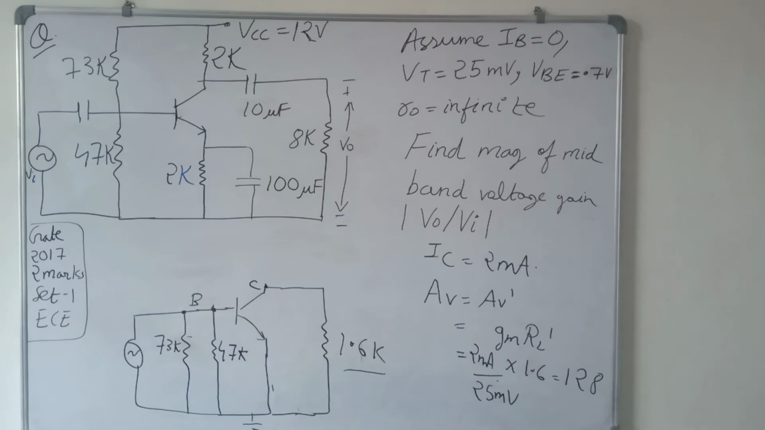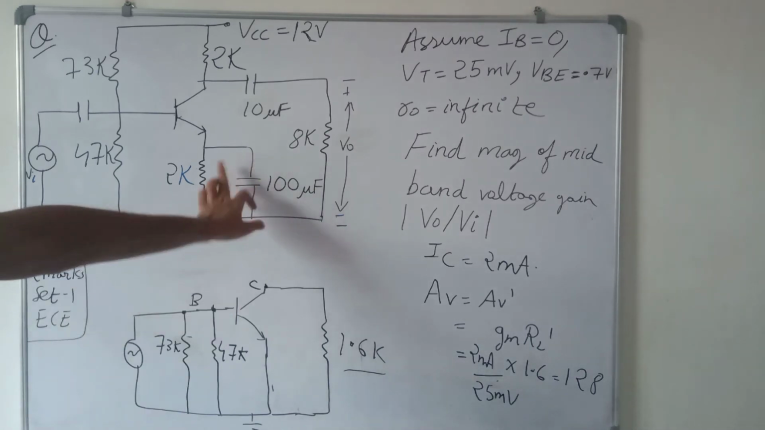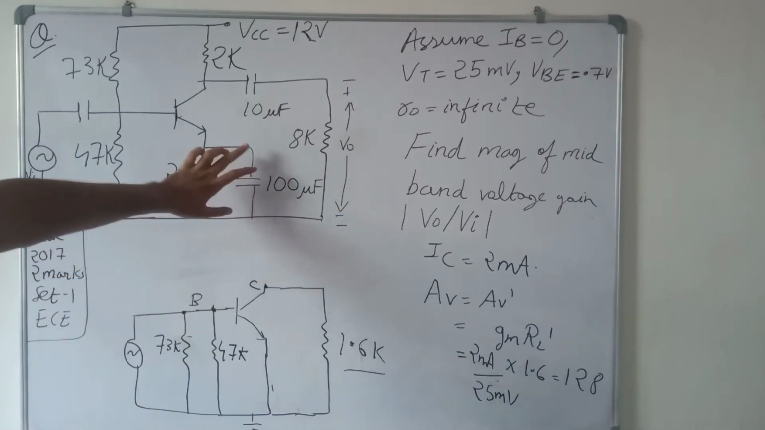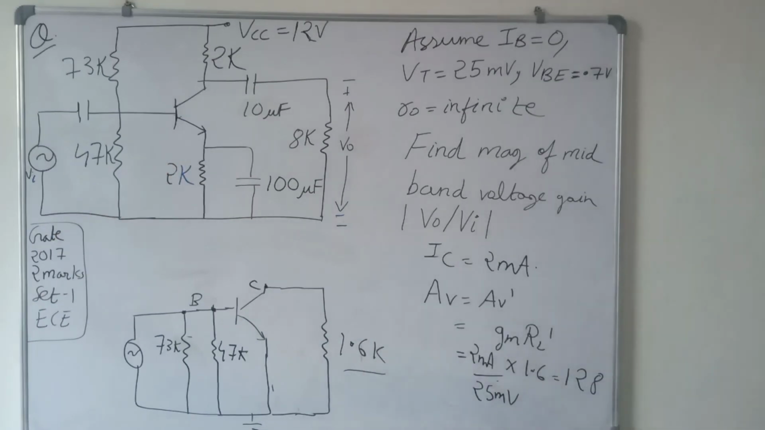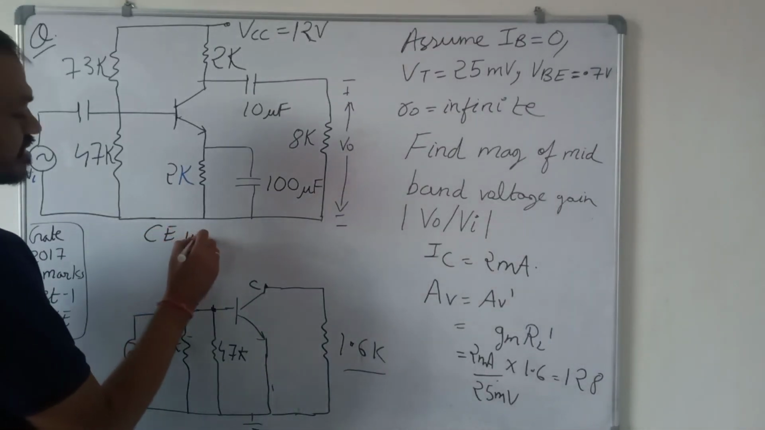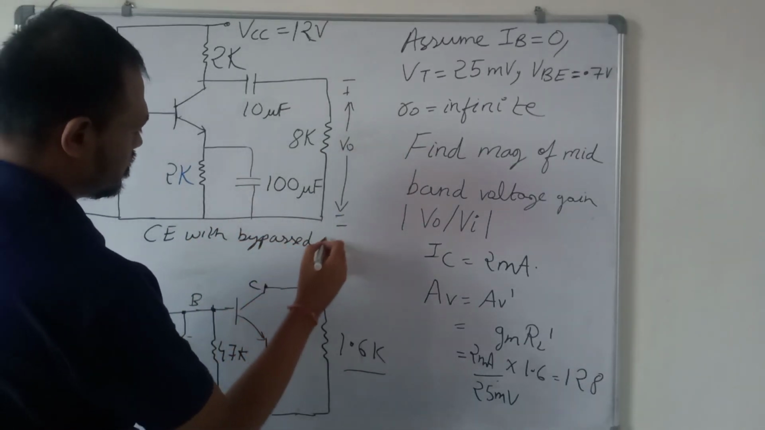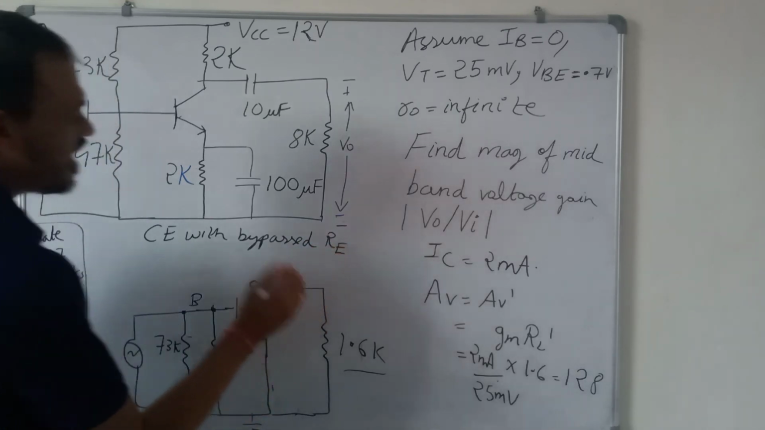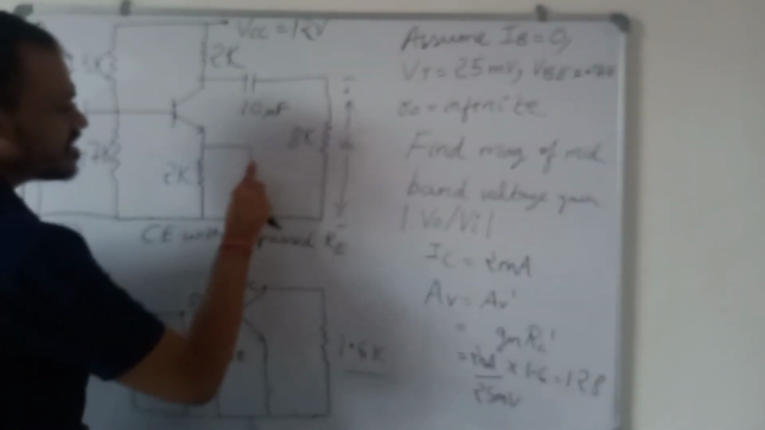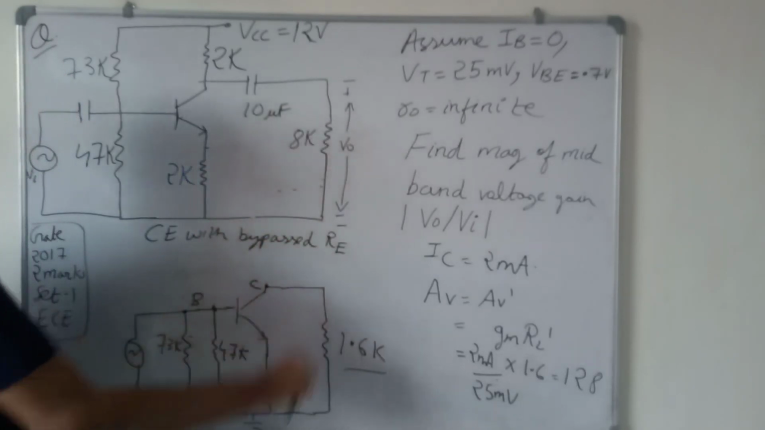How to differentiate between common emitter with bypassed emitter resistance and common emitter without bypassed emitter resistance: if we remove this capacitor, then it will be common emitter without bypassed resistance, or with unbypassed emitter resistance. Because for AC analysis we short circuit this capacitor, so this emitter resistor gets removed. So this is an example of a common emitter with bypassed emitter resistance. And if we remove this capacitor from this circuit, then this will be common emitter with unbypassed emitter resistance.